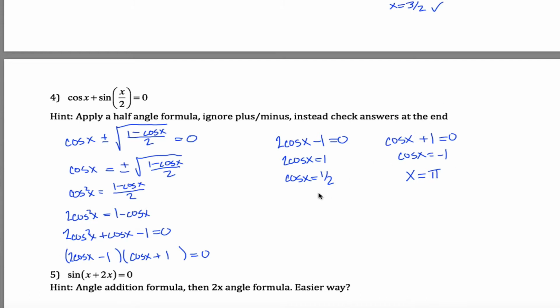Cosine of x equals 1/2. The x coordinate equals 1/2 when x equals pi over 3, or when it equals pi over 3 short of 2 pi, in other words, 5 pi over 3.